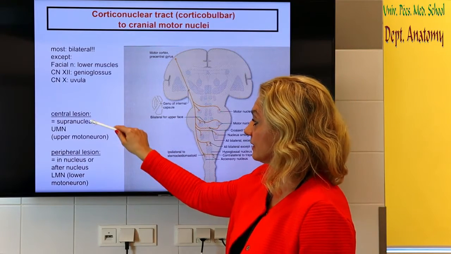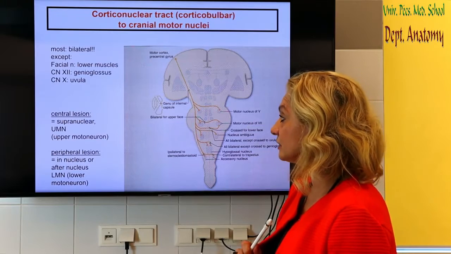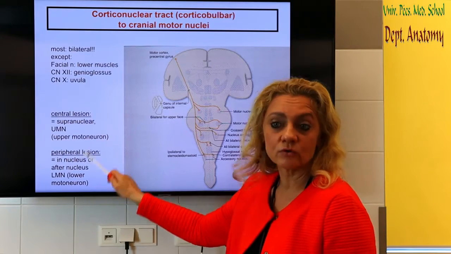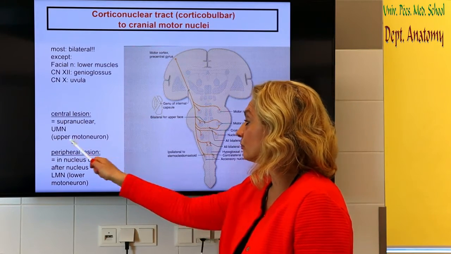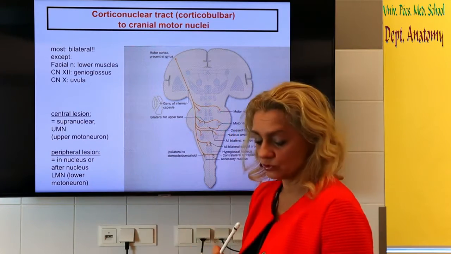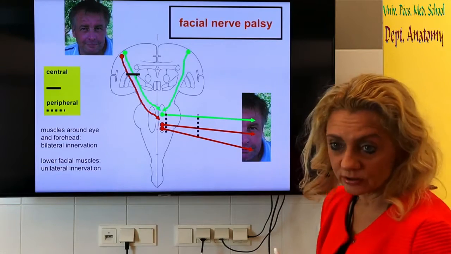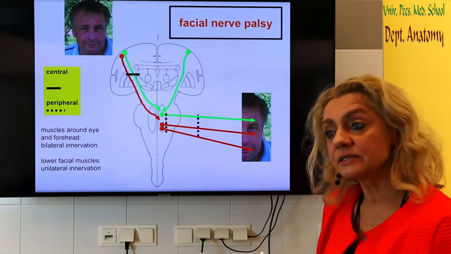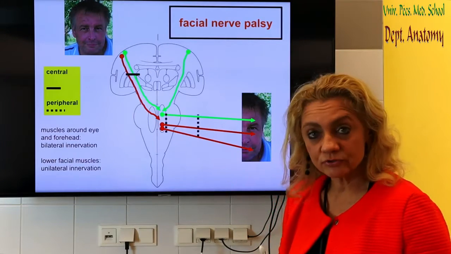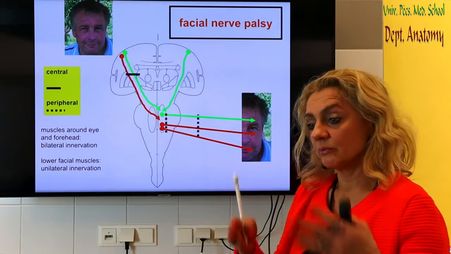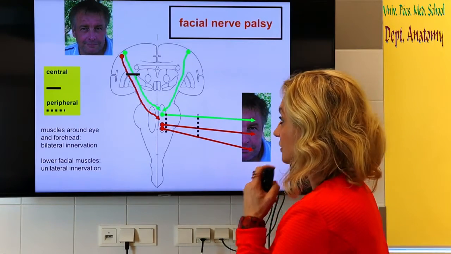And the lesions can be supranuclear or peripheral lesion. I already mentioned in the spinal cord lectures when the upper motor neuron or the lower motor neuron is lesioned. So let's see first the facial nerve palsy, which is a must know. So this is going to be asked in the exam. You have to know the difference between peripheral and central facial nerve palsy, facial nerve lesion.